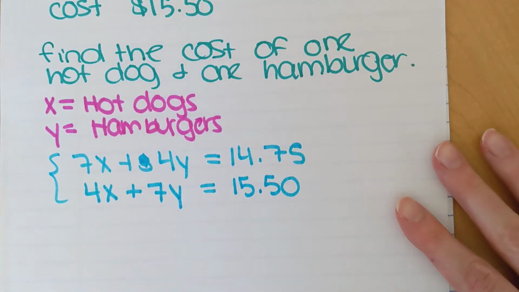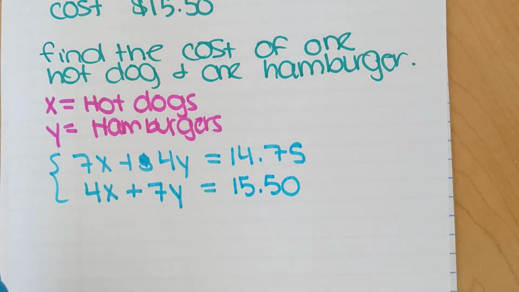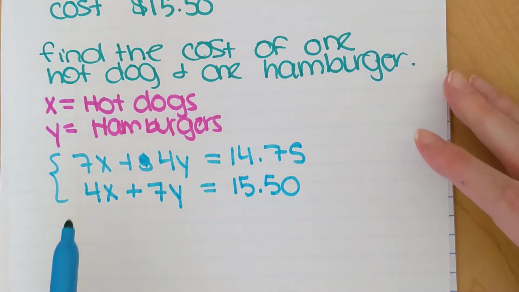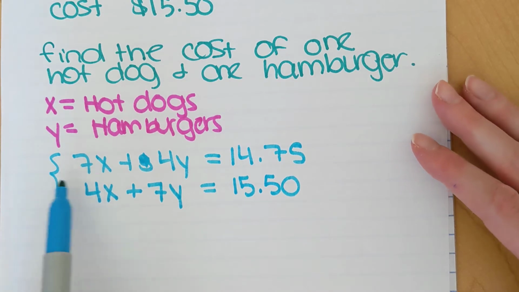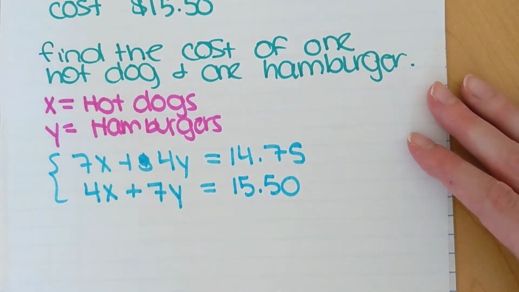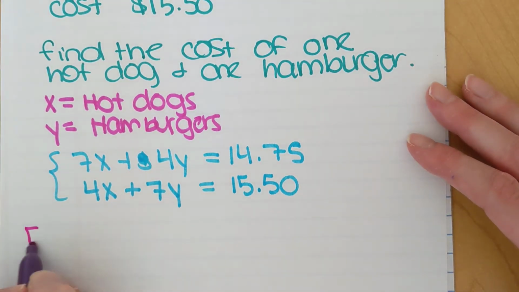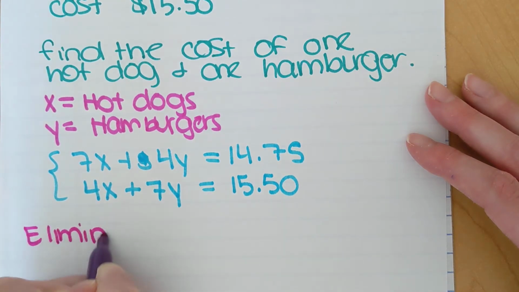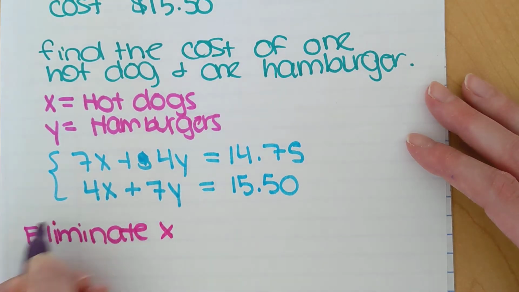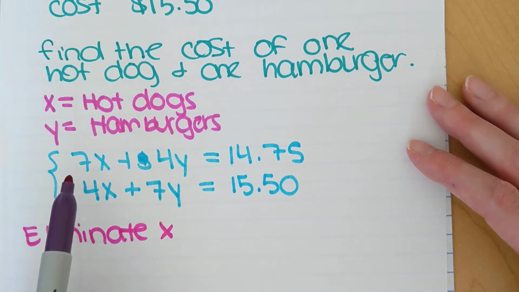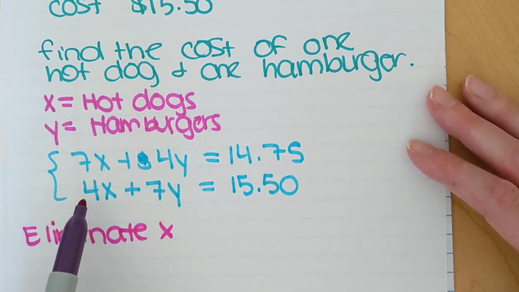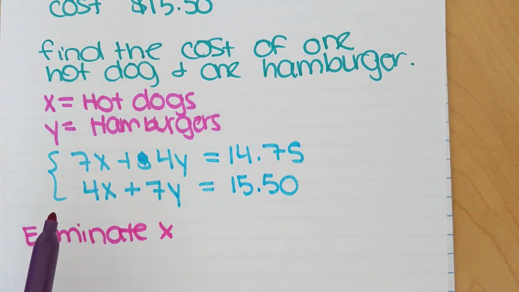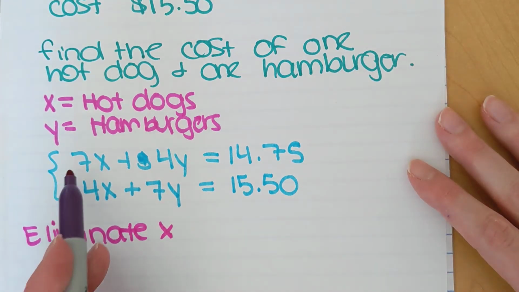Now, I do want to go through solving this system because a lot of times students will choose to use elimination, but it's not really clear how to get the variable eliminated. So let's say that I'm trying to eliminate X. I currently have a 7X and a 4X, and they do not have a common factor.